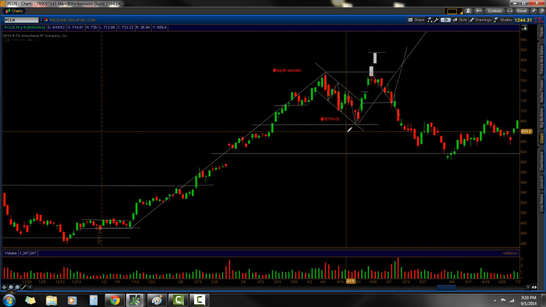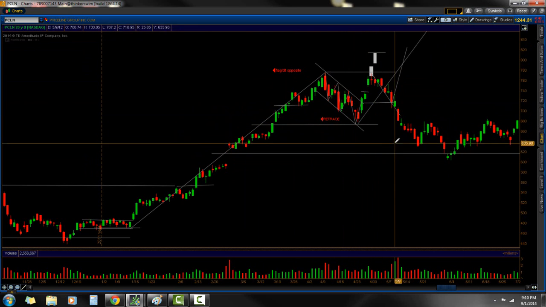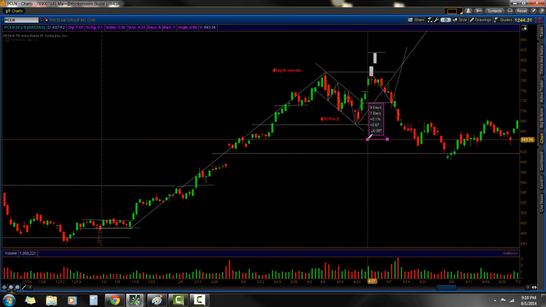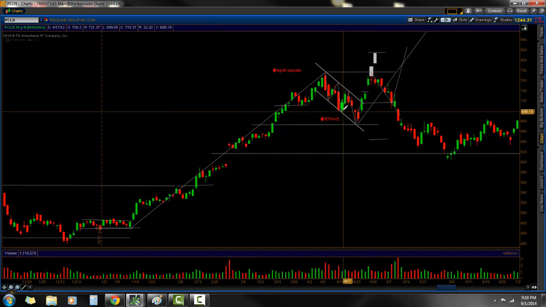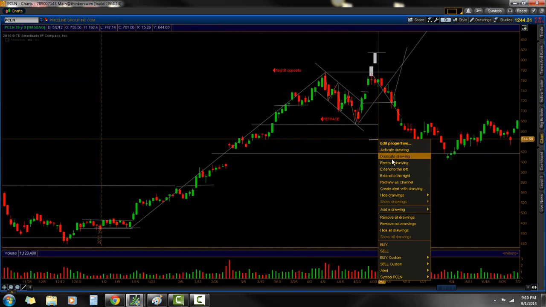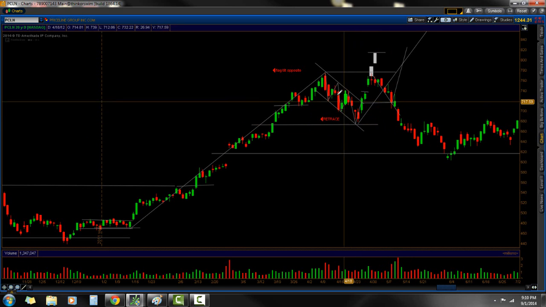36% or less, you want your flag. I'm going to show you ones that go beyond 36, and they're improper patterns. They come down to here, and you'll see that they look wrong. They're too long. You don't want that. So 36% of the pole is where you want your flag to stop or less.